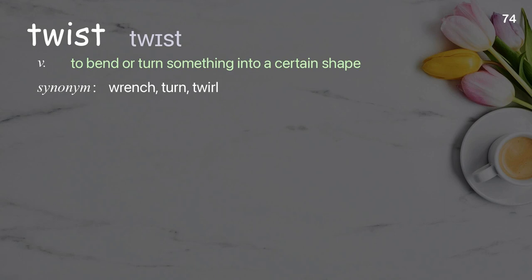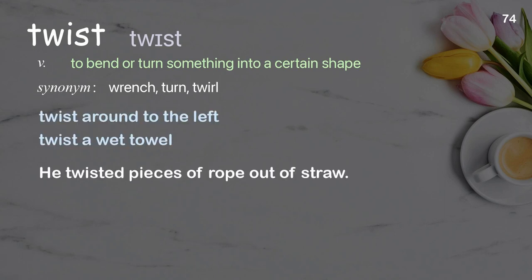Twist. To bend or turn something into a certain shape. Examples: twist around to the left, twist a wet towel. He twisted pieces of rope out of straw.